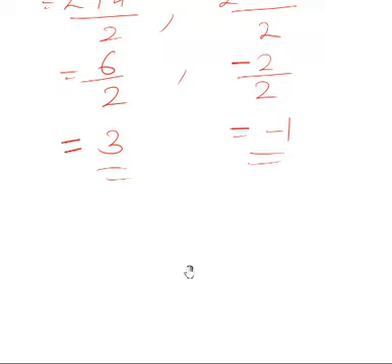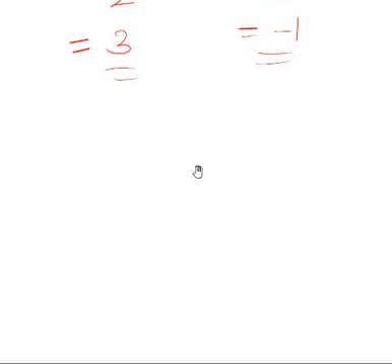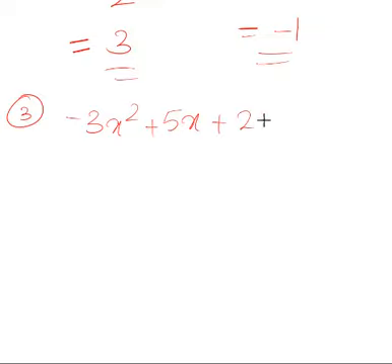Okay, hope it's clear. Okay, we'll show just one more example. We can take one quadratic equation in standard form itself. So question number 3, negative 3x square plus 5x plus 2 is equal to 0.